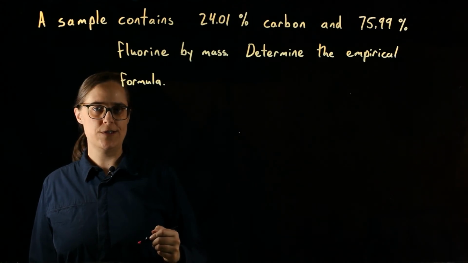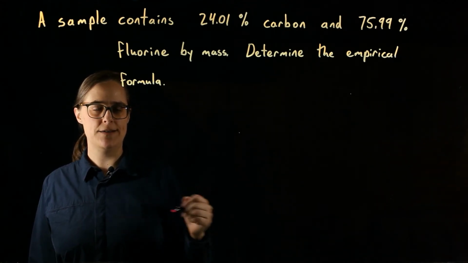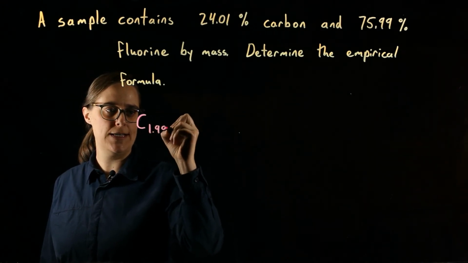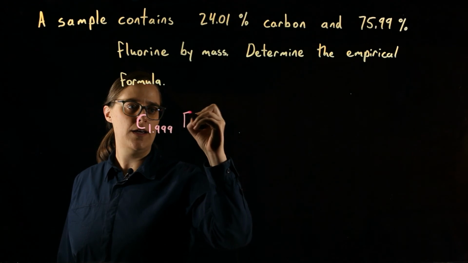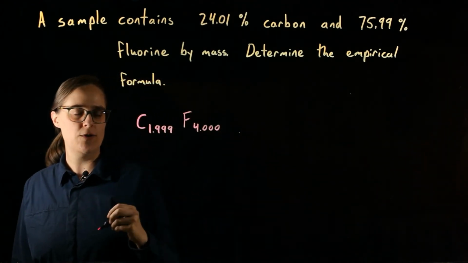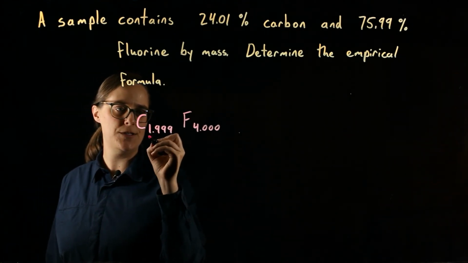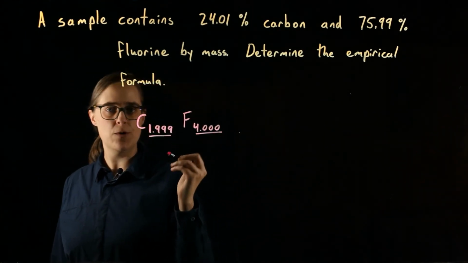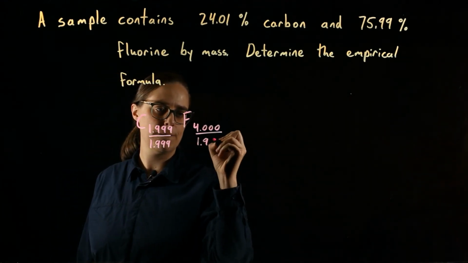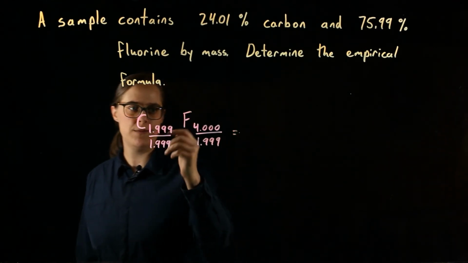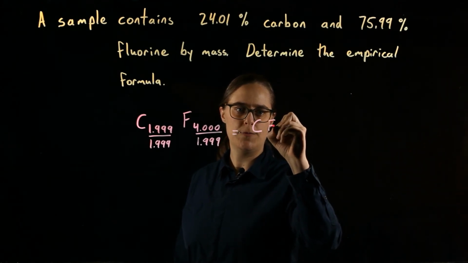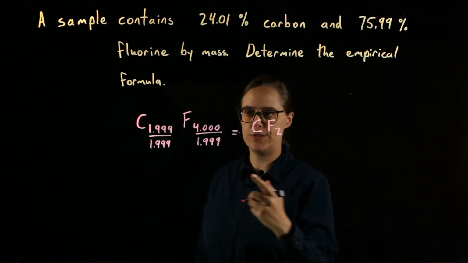So let's write those values that we just calculated in the format of an empirical formula. So for carbon, we calculated 1.999 moles, and for fluorine, we calculated 4.000 moles. I want to put these numbers in their smallest whole number ratio. I am going to divide both of them by this lowest number, 1.999. So for carbon, we end up with just 1 carbon. For fluorine, we end up with 2, or something very, very close to 2.